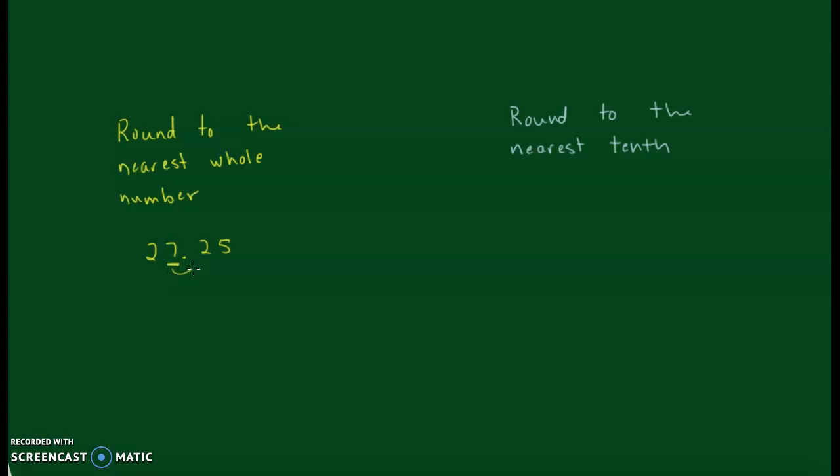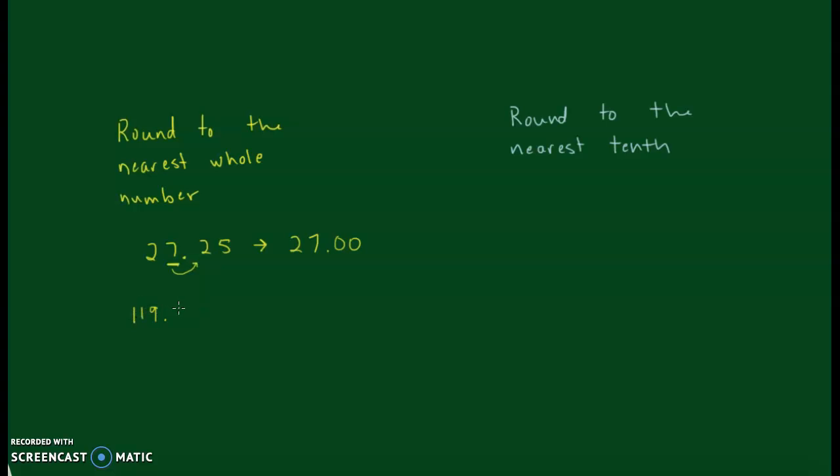From the ones place, we're going to look one place to the right to the tenths place. So the 2 is less than 5. Since the 2 is less than 5, 27 and 25 hundredths is going to round to 27. Now you can write just 27, or if you'd like, you can add 2 zeros for the decimal places, but you don't have to. So 27 and 25 hundredths rounds to 27.